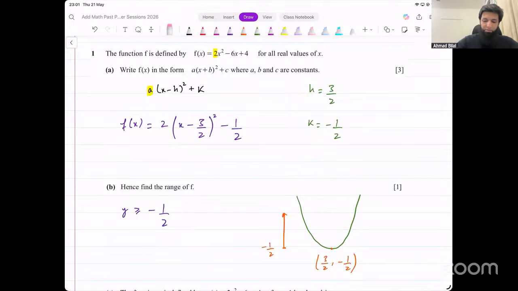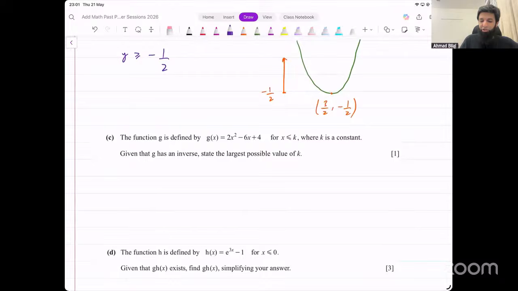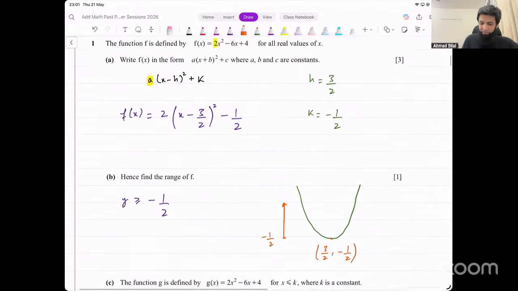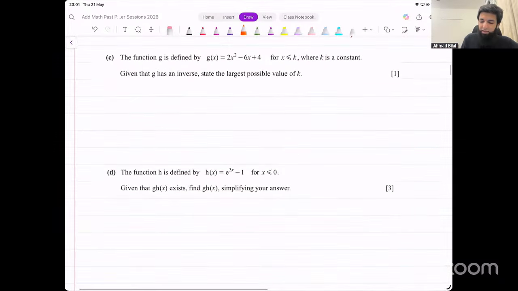Okay, let's move on. Now they're saying the function g is defined by 2x squared minus 6x plus 4. Now this expression looks familiar because we have seen that here as well. f of x had the same expression. The only difference was f of x was defined for all real values of x. g of x, on the other hand, has a restricted domain, x less than or equal to k. Now, given this domain, what's the largest possible value of k such that g has an inverse?